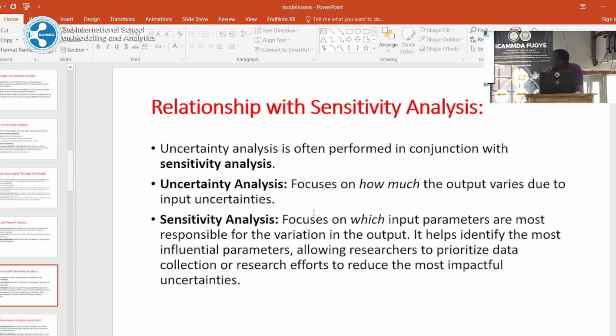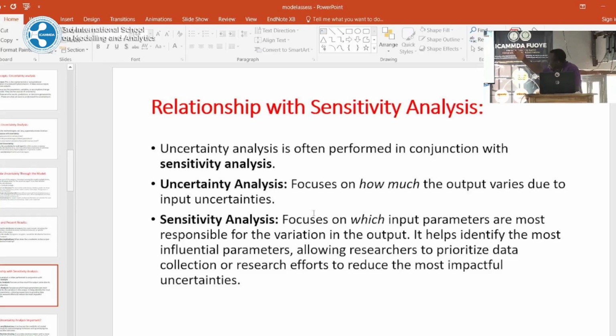Now, it has some relationship with sensitivity analysis. Uncertainty analysis is often performed in conjunction with sensitivity analysis. Uncertainty analysis focuses on how much the output varies due to input uncertainties. You have imputed uncertainty in the inputs, like alpha is between 1 and 10, a large range. And then, what do we get in terms of the output when you put in all those variations? Now, sensitivity analysis focuses on which input parameters are most responsible for the variation we are seeing. Take for instance your SEIR model, you have alpha, beta, and all that. So which of them is influencing the dynamics of the model most? That's what sensitivity analysis focuses on.